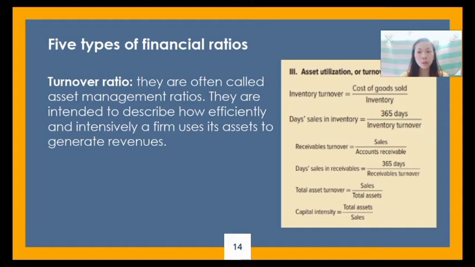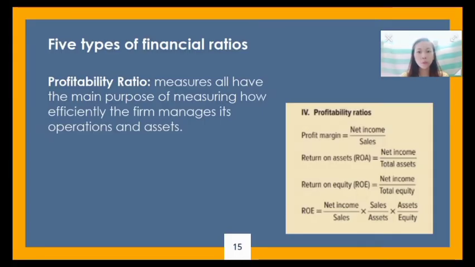Next, profitability measures all have the main purpose of measuring how efficiently the firm manages its operation and assets. Profit margin equals net income divided by sales. It measures what percentage of sales is profit. Next, return on assets measures the profit of a company on each dollar in assets that it owns, calculated by net income divided by total assets.